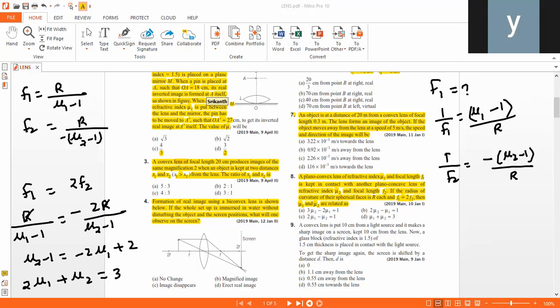2 mu1 plus mu2, right? f1 is equal to 2f2. Okay. This is mu2 minus 1.